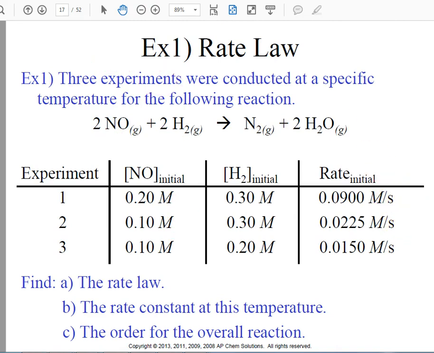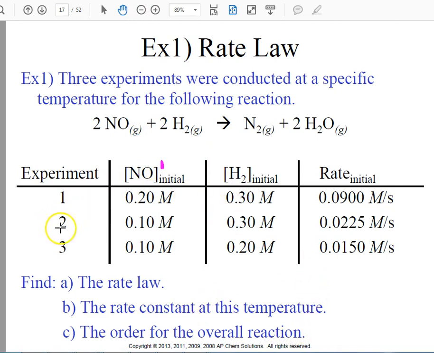Or divided by 4. So let's think about that in terms of order. Did it have no effect, a direct effect, or a squared effect on the rate? Well, we know it had some effect, right? Because the rate changed when the concentration changed. And although the concentration was halved, the rate was not halved. Instead, the rate was divided by 4. So that is a squared effect on the rate. So that tells me that the order for this NO is 2. The order with respect to the NO is the second order.